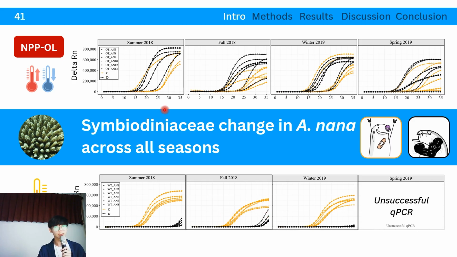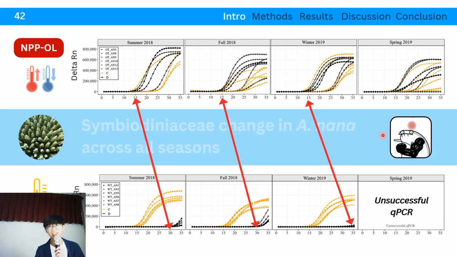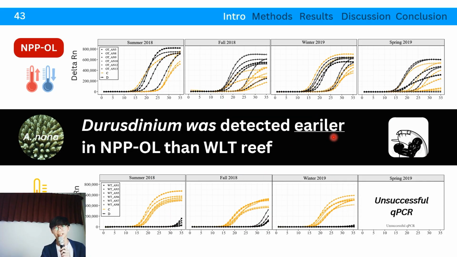Let's take a look at the seasonal trends. In the outlet reef, for Acropora, there are 2 symbiotic algae, and you can see the trend across the seasons didn't change much. In Wanli, it also doesn't change much. But if you look closely at the Durusdinium, the black lines, you can find that the Acropora signal in the outlet reef shows earlier than in Wanli. So the Durusdinium was detected earlier in the outlet reef than in Wanli reef.